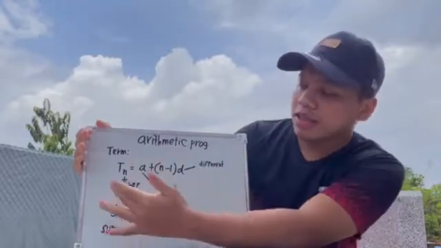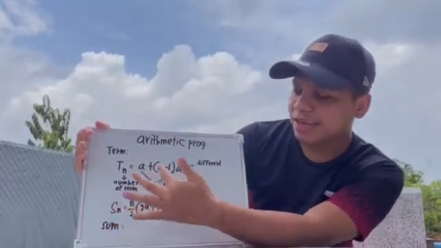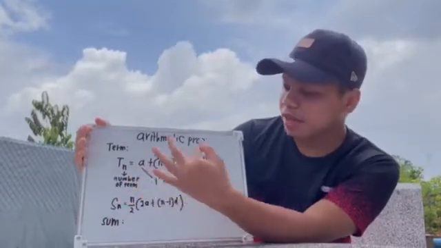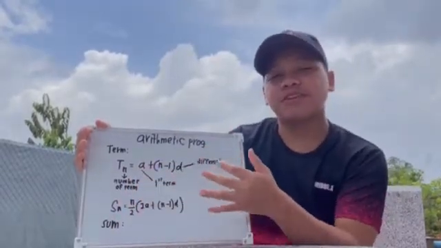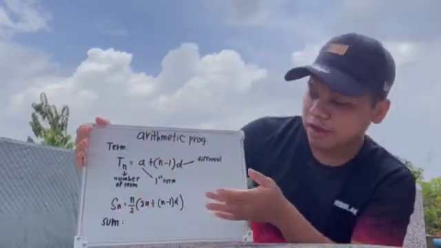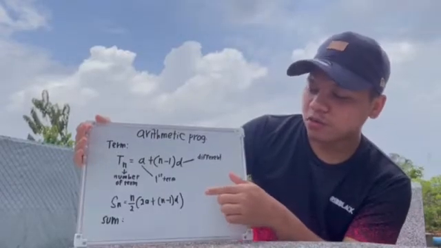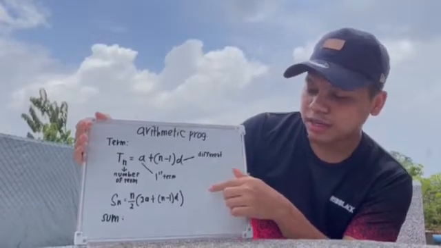So Tn represents the nth term, a represents the first term, and d is the difference between two consecutive terms. The next formula is Sn, which means sum of n. So the formula is n over 2 bracket 2a plus n minus 1 d.